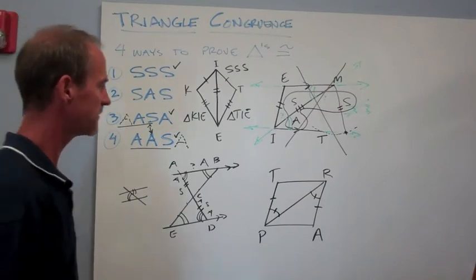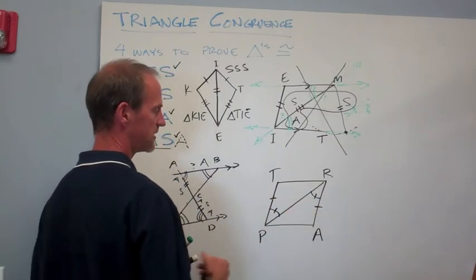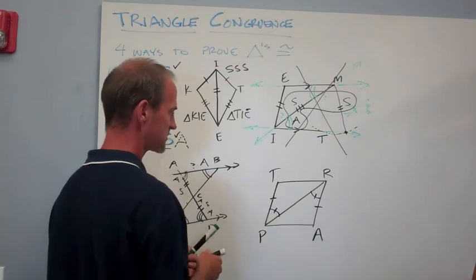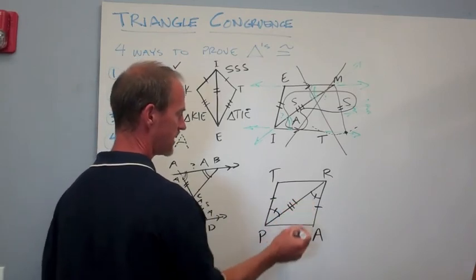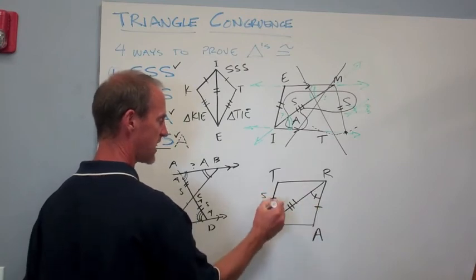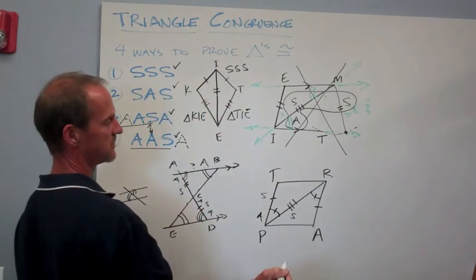Okay, finally here, we know that these sides are the same length. We don't know if they're parallel or not. We know that these angles are the same. And we've got a side here that is congruent to itself. So this is an example where these two triangles are congruent because of side, angle, side. And that's the only one I have not yet done.